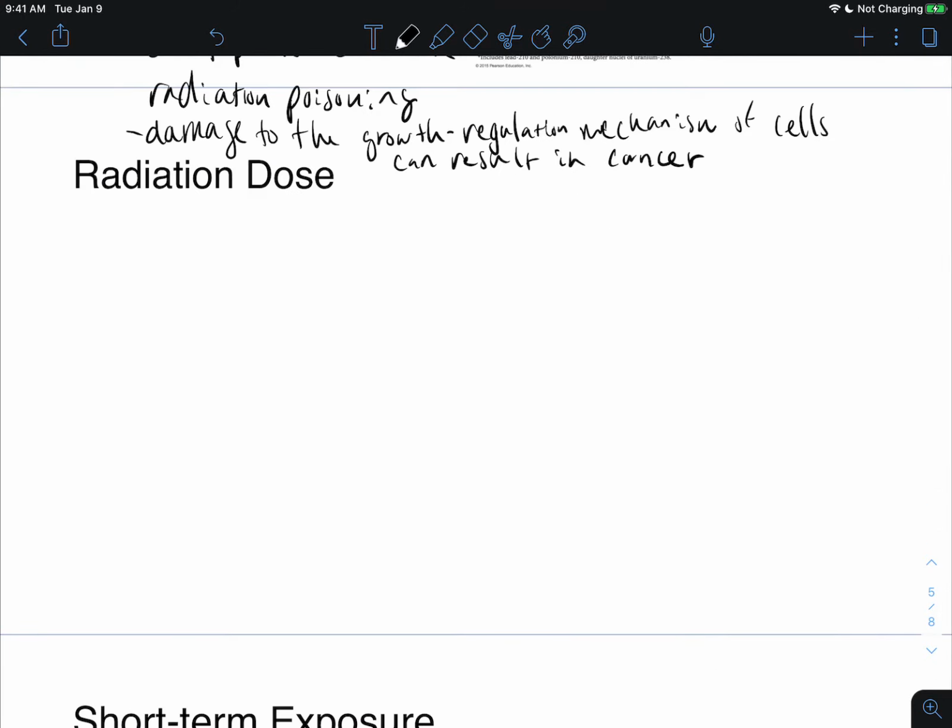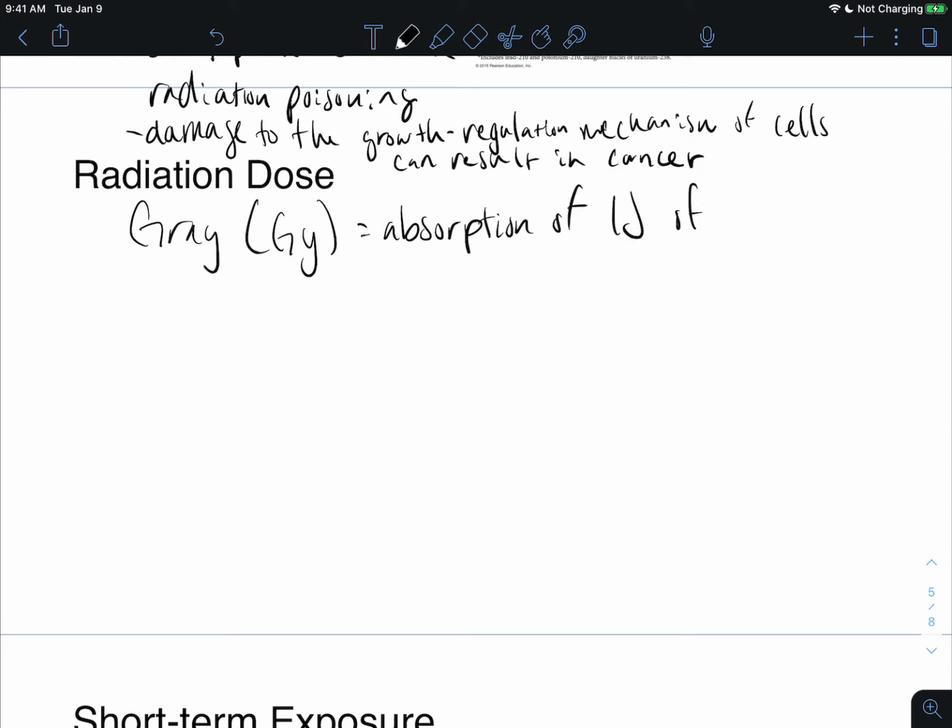Okay, so we usually think about two units when we think of exposure to radiation. The gray, which is Gy, and it is the absorption of 1 joule of energy per kilogram of tissue. Okay, so that's our first radiation dose unit.